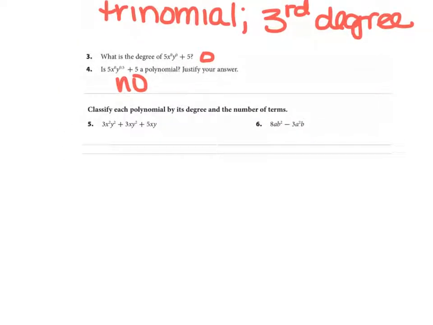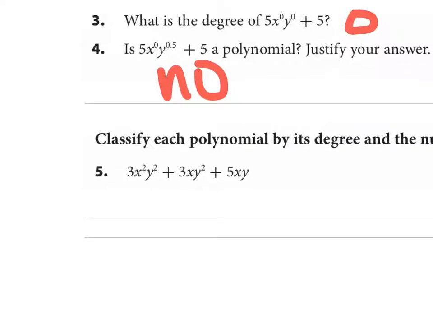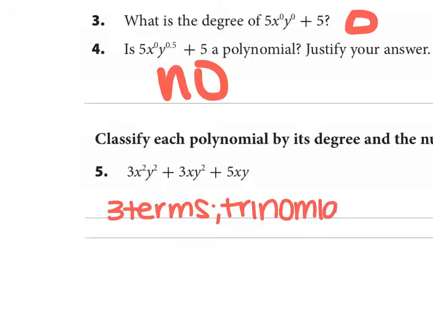So for our next example, we're classifying these polynomials and giving its degree and the number of terms. So for 5, we have 3x squared y squared plus 3xy squared plus 5xy. So how many terms are here? There's 3 terms. It is a trinomial. And the degree that we have is 4.